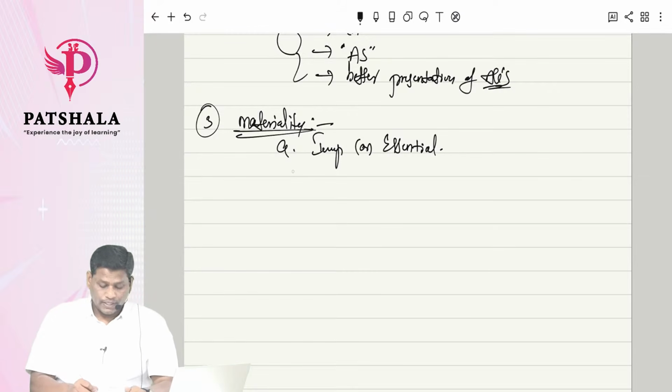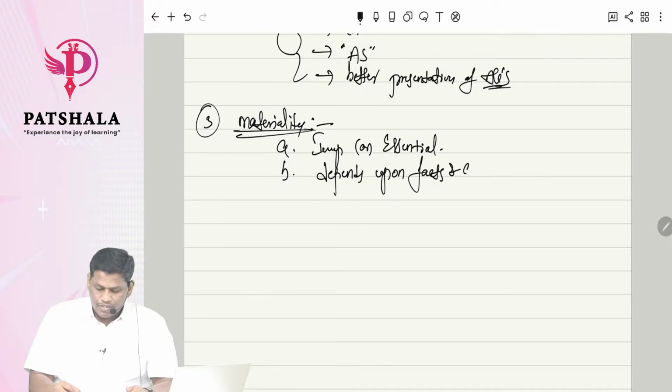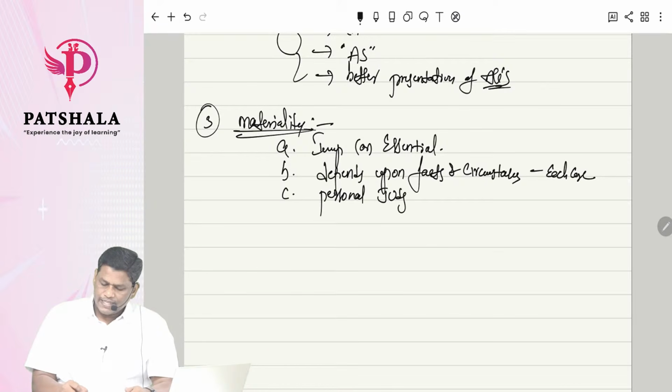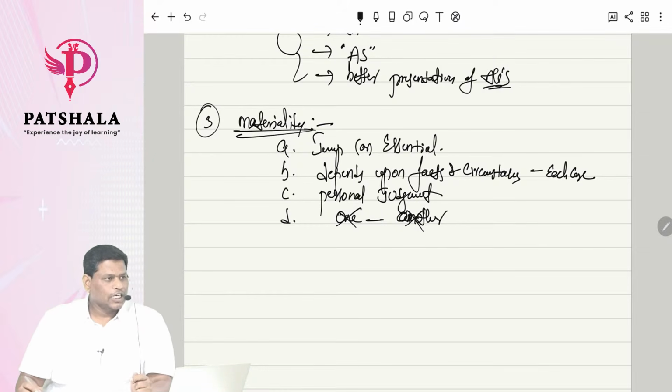Now, what is important, what is essential, depends upon facts and circumstances of each case. Materiality is a personal judgment. What is important to one may not be important to another. I'll come back to the subject later. First, I'll try to explain what materiality is in common sense or general language.